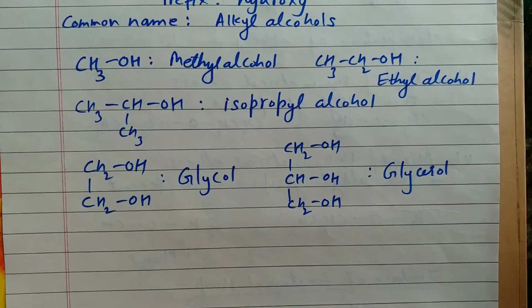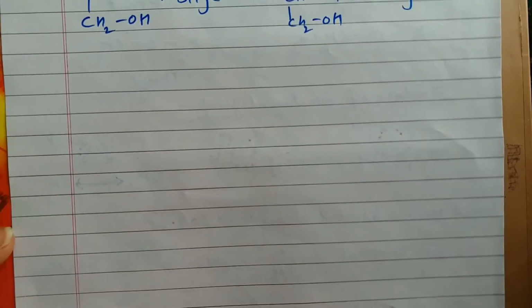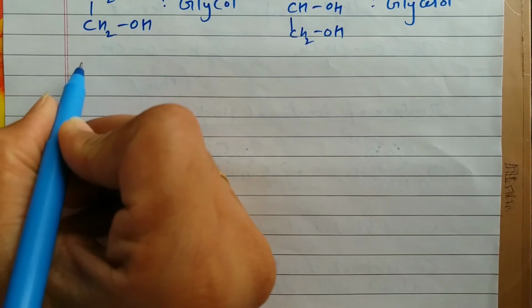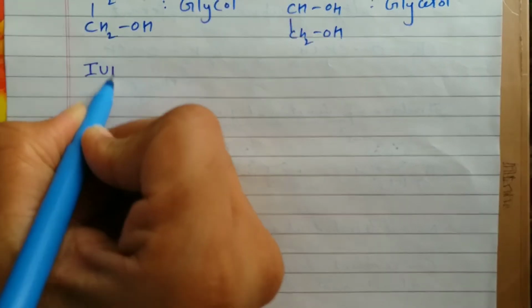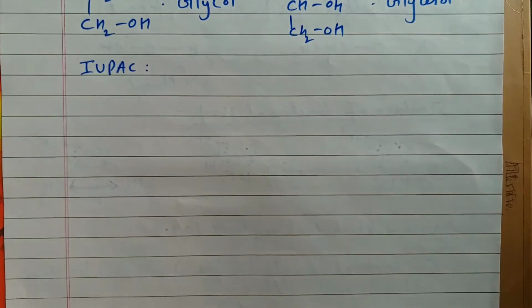Now we are moving on to writing the IUPAC names. So common names we have seen, and though they are important, what is more important for us is to know the IUPAC system of nomenclature. How do we write the names of these alcohols in the IUPAC system?